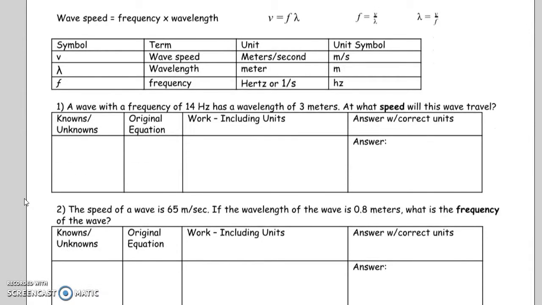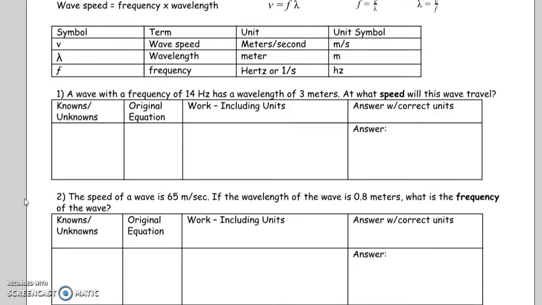Our first problem says, a wave with a frequency of 14 hertz has a wavelength of 3 meters. At what speed will this wave travel? So the first thing we're going to do is write down our knowns and unknowns.